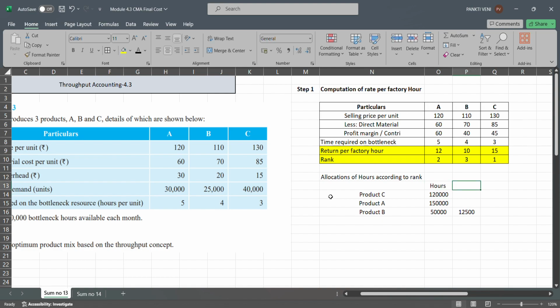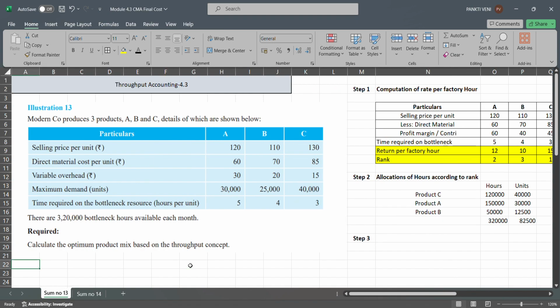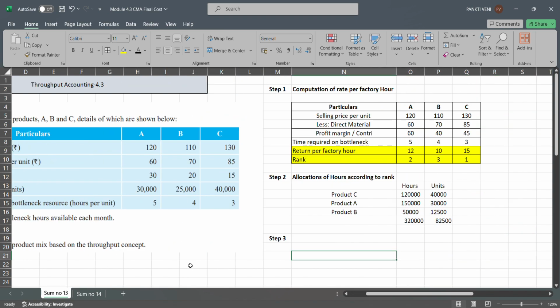So these are my hours, these are my units. For product C, entire 40,000 units. For product A, entire 30,000 units. For product B, 12,500 units. Okay. So this part is done. Now, this is my step 2. Now, next sum is, okay, only this much I have to answer, that is, calculate optimum product mix based on throughput accounting. So this is my answer.